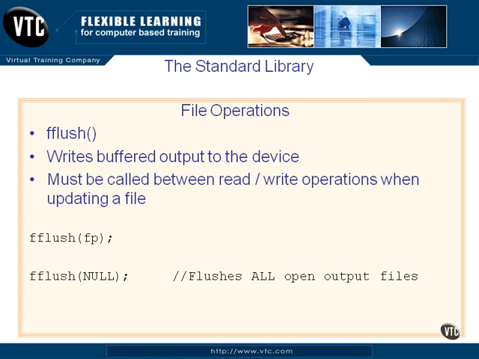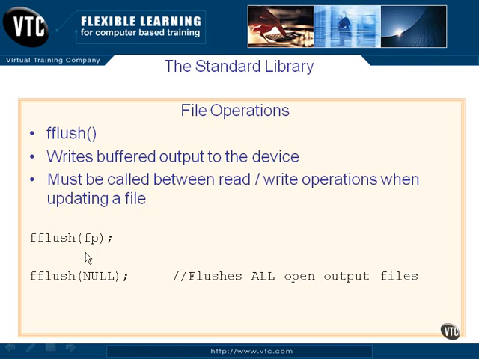Here, I want to note that it must be called between read and write operations when you're doing an update on a file, because you're using that same buffer for reading and writing. So if you've written things out there, do an fflush first. You must anyway, or you'll get an error, to clear the buffer, the file buffer. Then you can read data back into that file buffer and do other processing with the file.